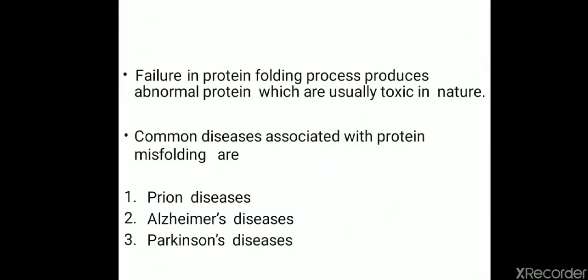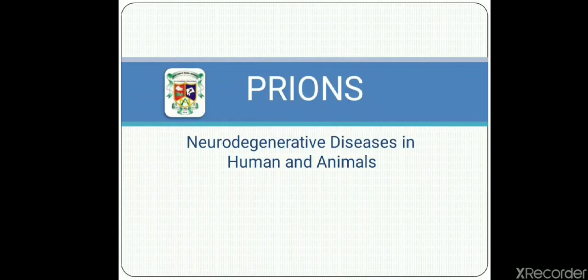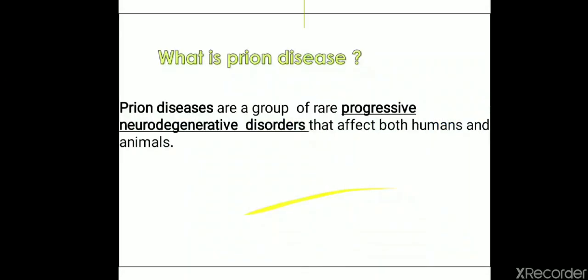Let us see some common disorders associated with misfolded protein, that is, Prion disease, Alzheimer's disease and Parkinson's disease. All these are associated with protein misfolding. Coming to Prion disease. Prion disease is a protein misfolding disease. It is a rare, progressive neurodegenerative disease that affects both humans and animals.